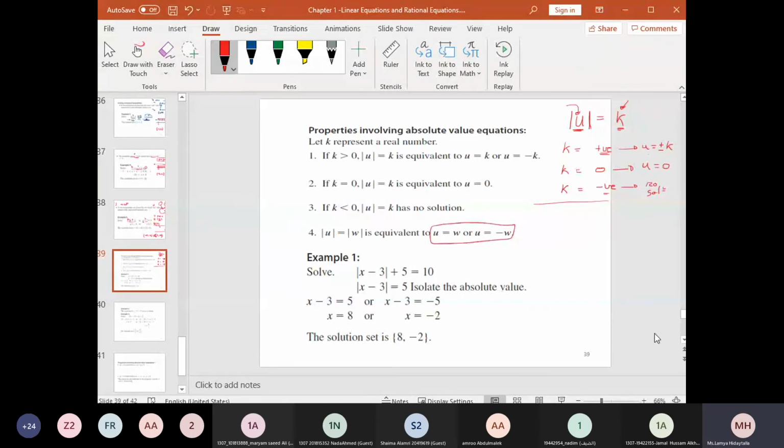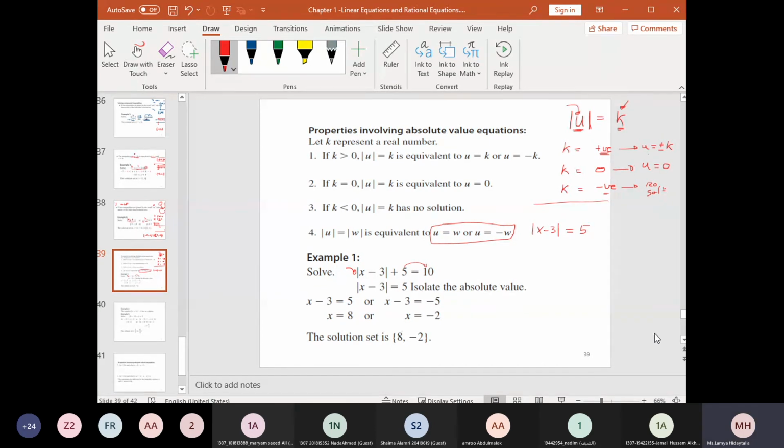Okay. Now let's take an example. We have the modulus of x minus 3, plus 5, is equal to 10. We want to solve. Solve means we want the value of x. So first of all, we take this one and put it on this side, and what will we have? We always said that if we have an equality or inequality we have to do this, right? x minus 3 modulus is equal to 10 minus 5, which is equal to 5.